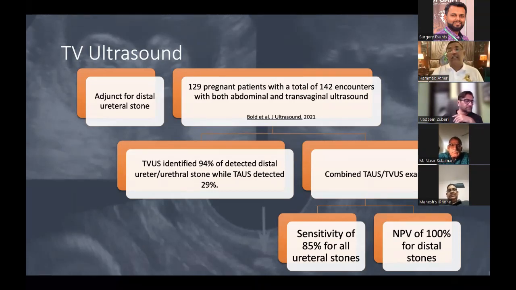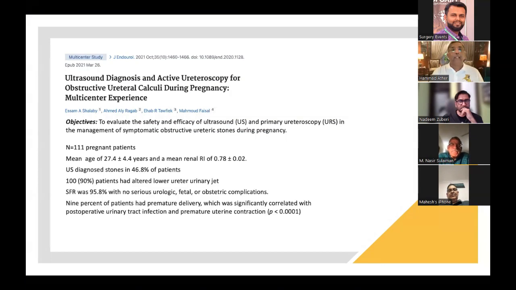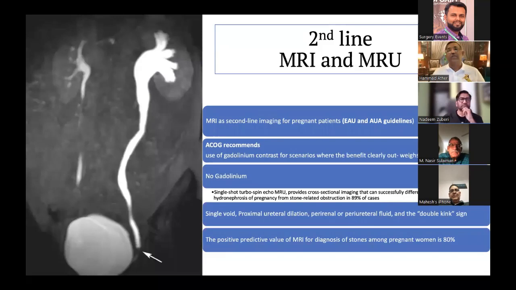So I think these are some of the things that can be utilized during our diagnostic workup. This is an interesting study on over 100 pregnant women on the use of ultrasound and using these modifications. And the authors concluded that the use of the ureteric jet using a Doppler is really an additional benefit in the diagnosis. Now, once in a while, your ultrasound is unable to diagnose.